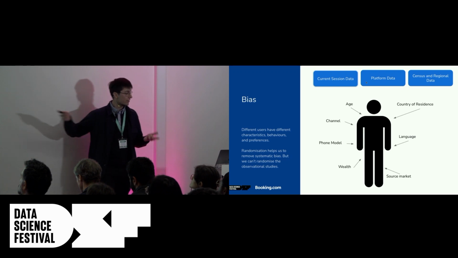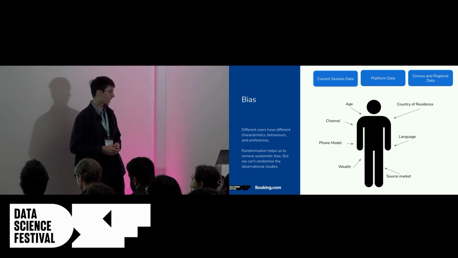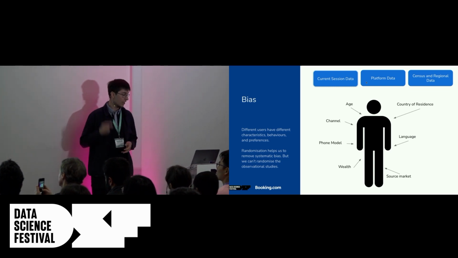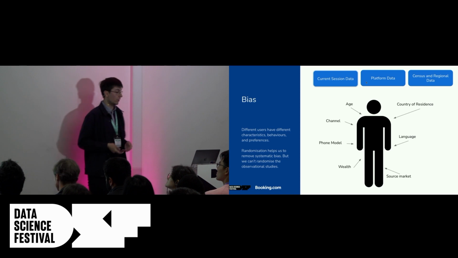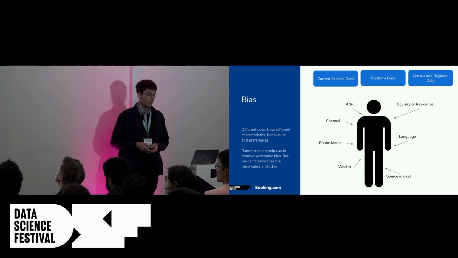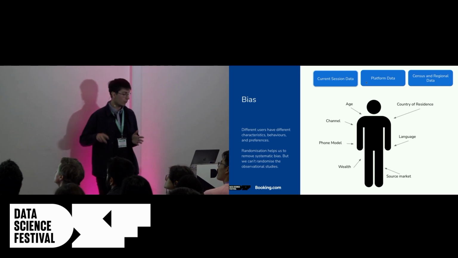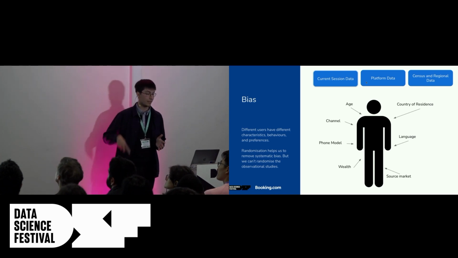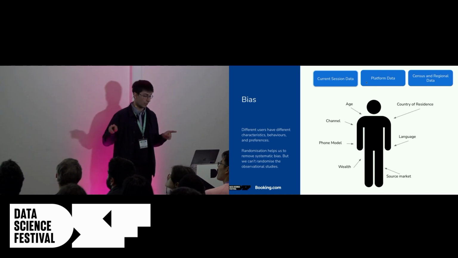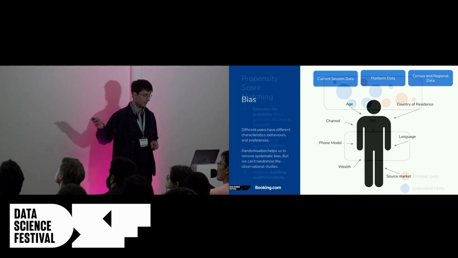We have current session data, platforms data, and census and regional data that are available for everyone. You can see that these are different sources of bias that we may observe, such as age, channel from which users came, whether they use a mobile phone, their wealth, country of residence, language, source market, etc. So in propensity score matching, we use current session data, platforms data, and census and regional data in order to account for all of these observed characteristics and remove the bias.